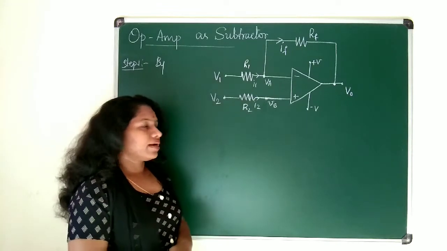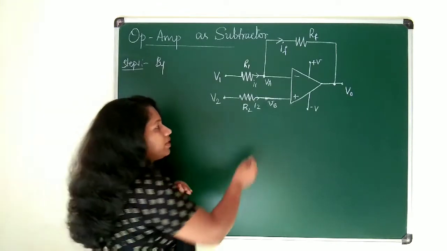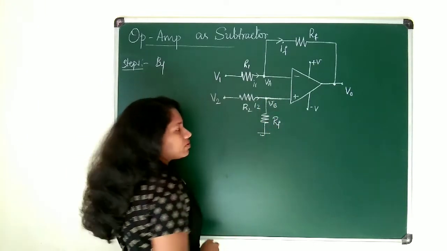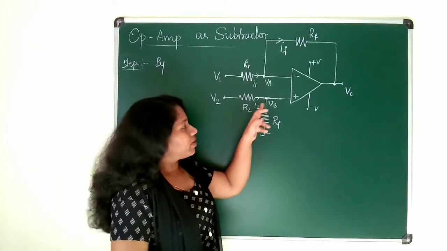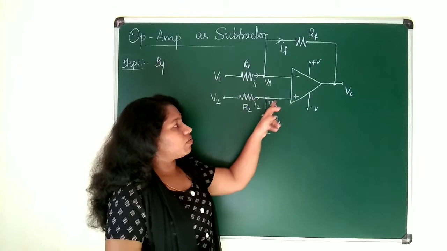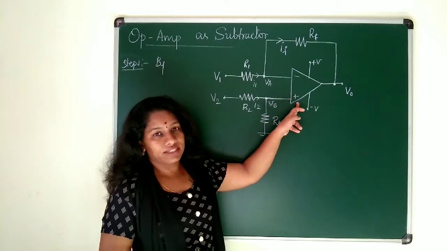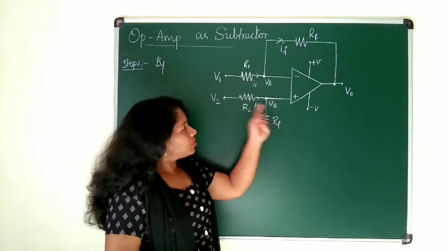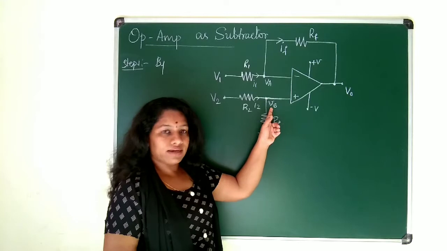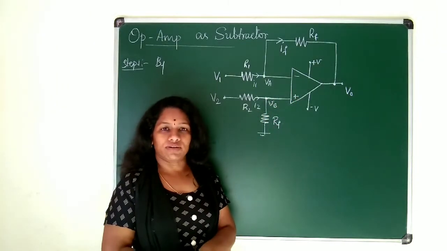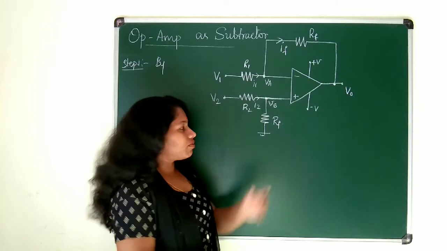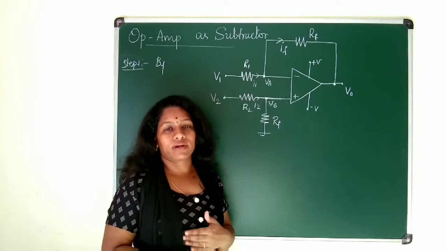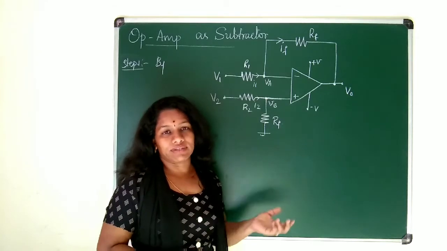But I will be connecting one more resistor, which will be at this point, RF. Because of this resistance, you will be getting the VB voltage which is applied in the non-inverting terminal of the op-amp. V2 will not be applied to this terminal. Some portion of V2, which is named as VB here, will be applied to this non-inverting terminal. We can do the analysis without connecting this, but if you connect this RF, you will get some more idea about how to deal with the circuit elements.